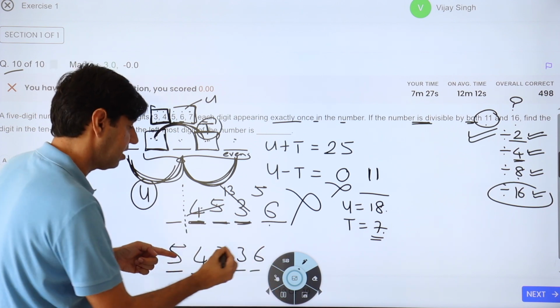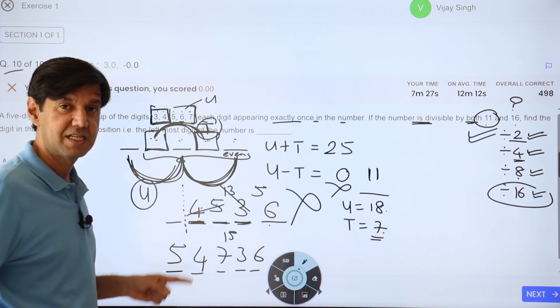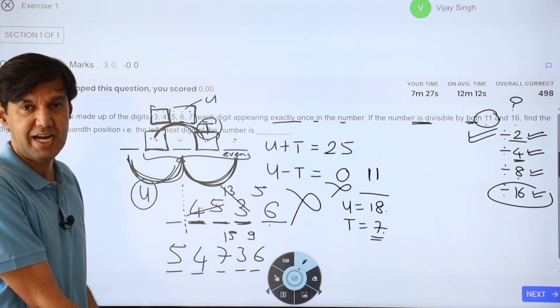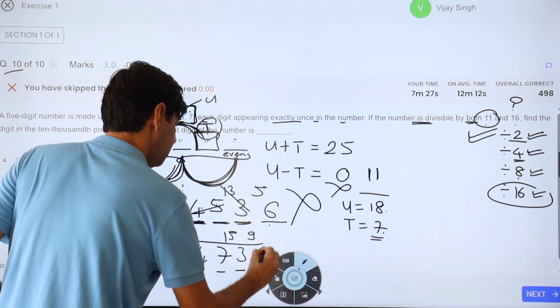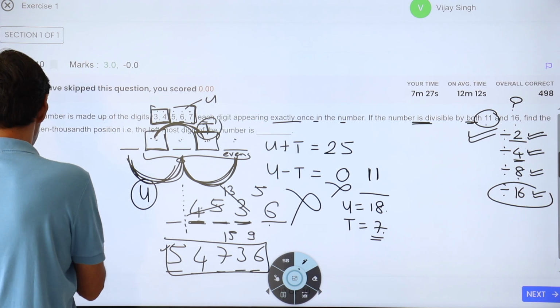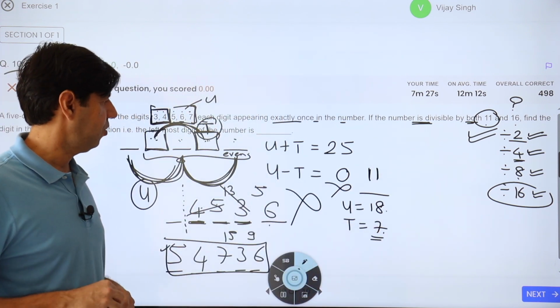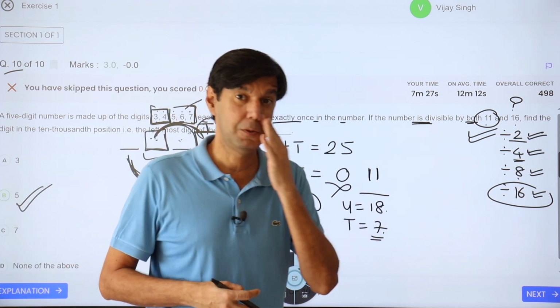So 16 2s are 32, 153. 16 9s are 144. So that's a 96. 16 6s are 96. It is divisible. So this is the number. So the leading position is 5. So a good tough question from an exam point of view, but pretty doable for one who is well practiced.